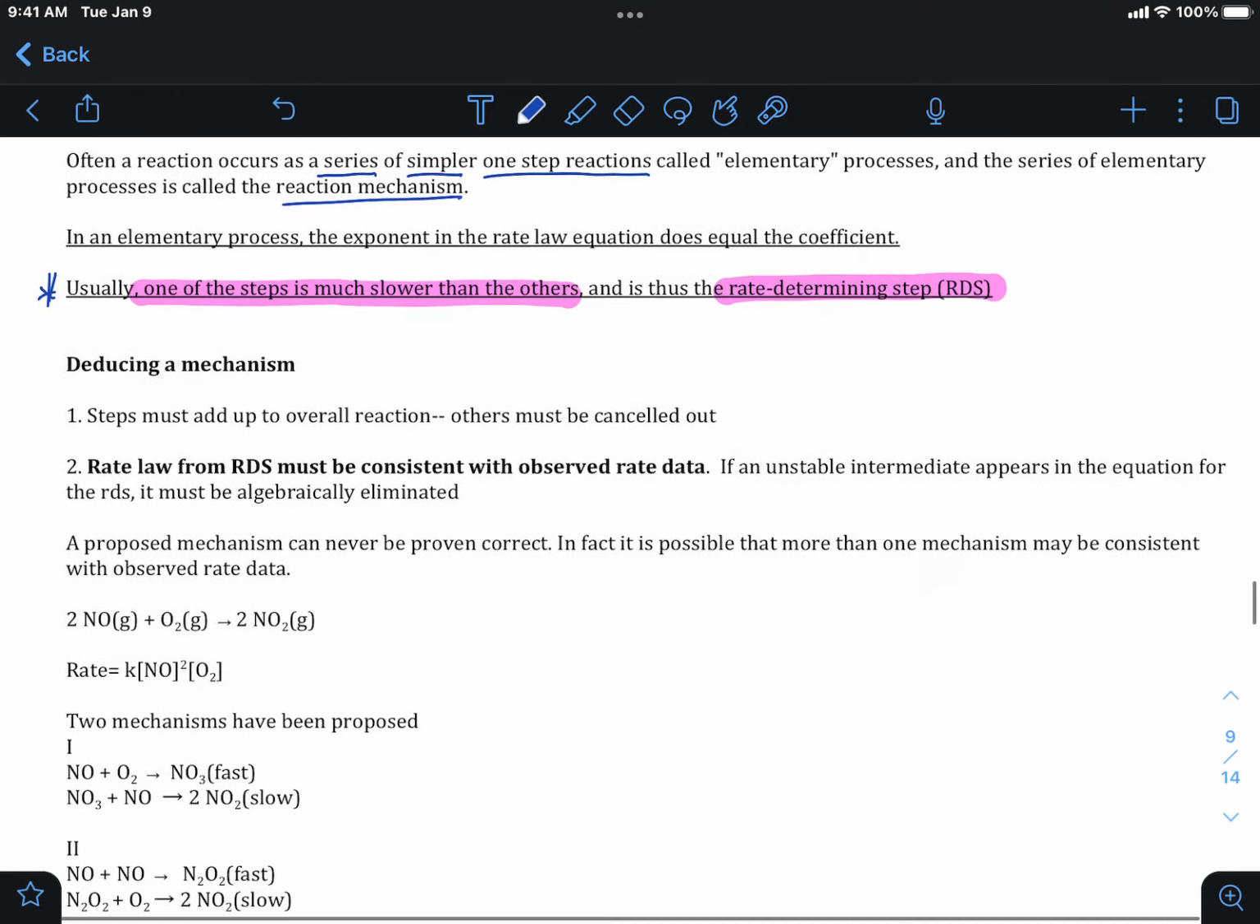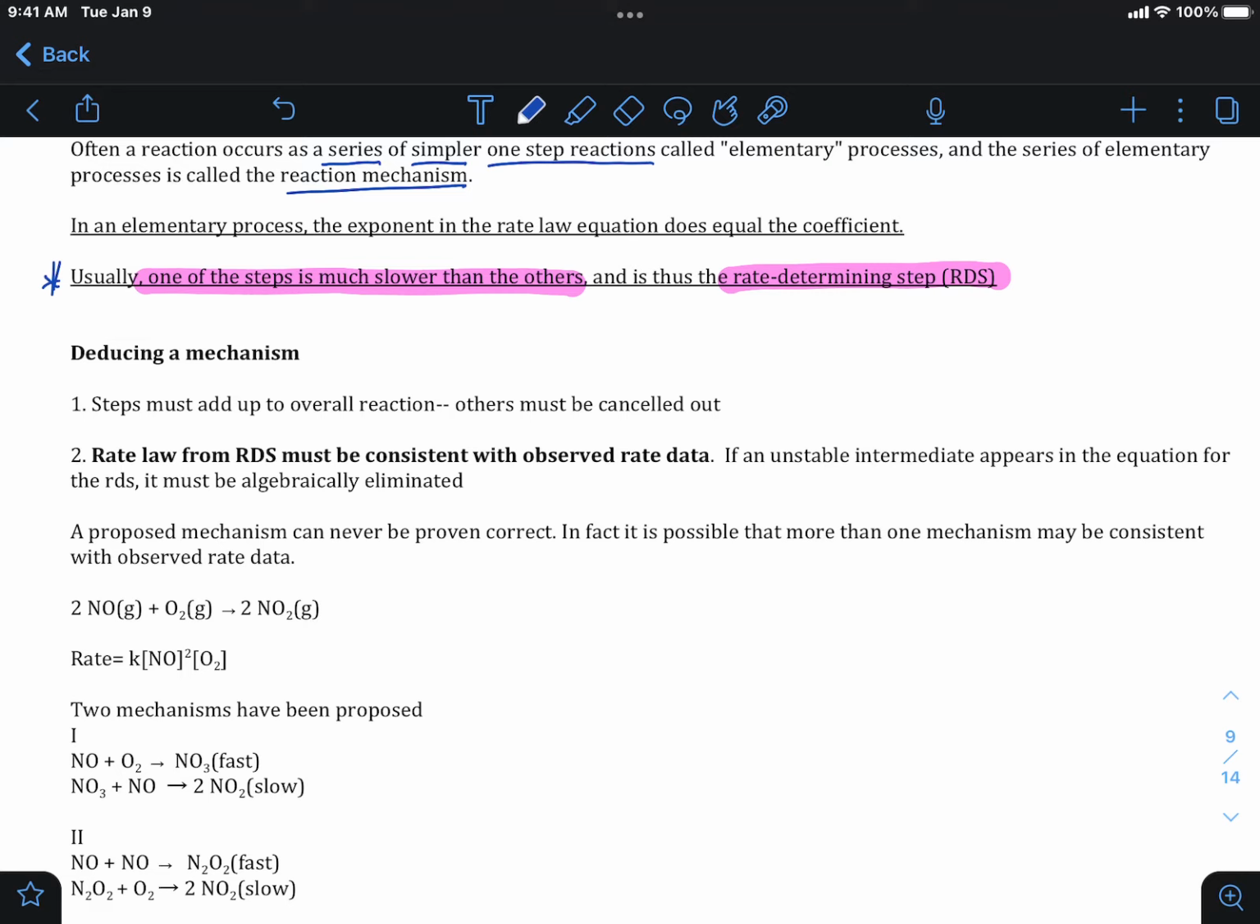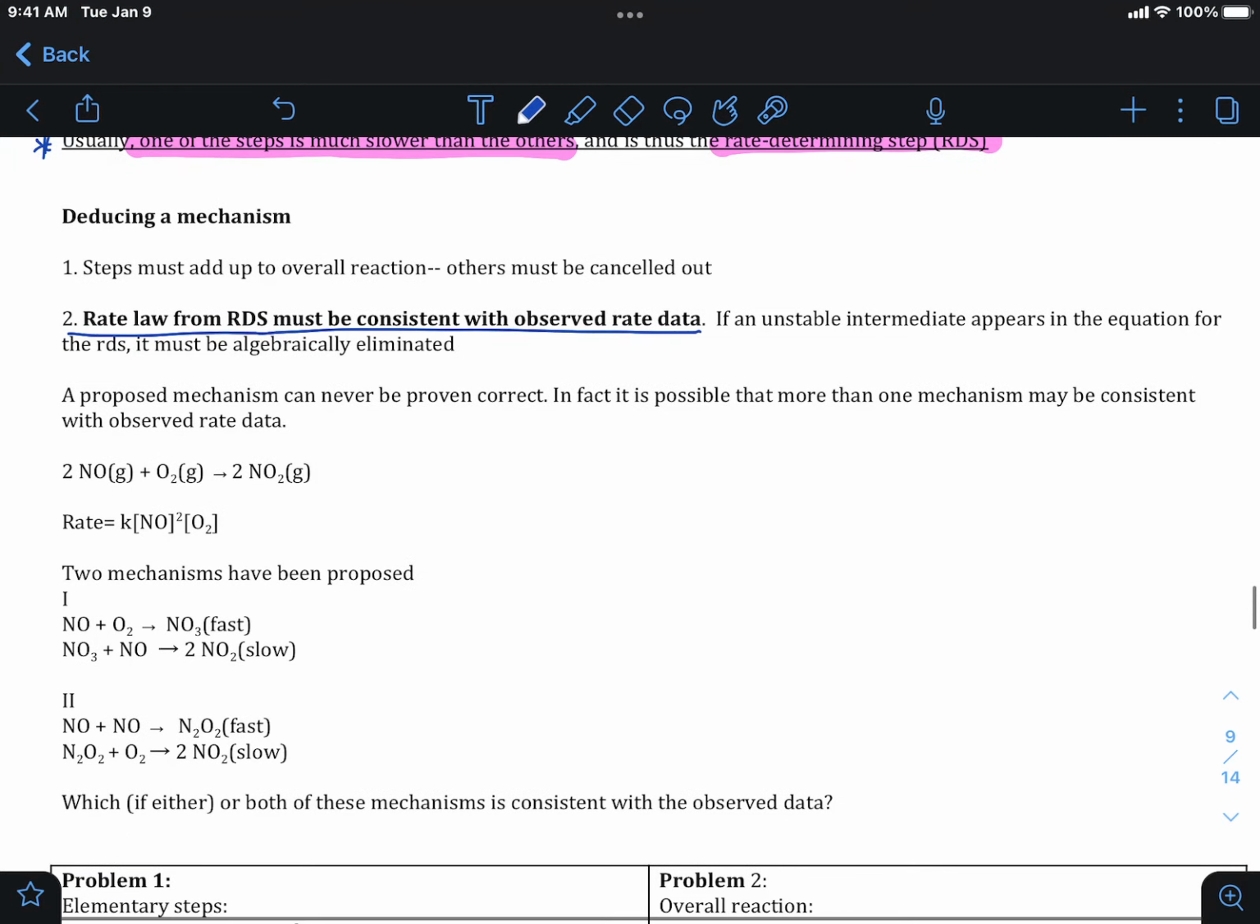So, a couple of rules about mechanisms. The steps must add up to the overall reaction, right? So there's algebraic addition and cancellation. The rate law from the rate determining step must be consistent with observed rate data. I'll get into that in a minute, okay? And a proposed mechanism can never be proven correct. We're going to come up with mechanisms, but you cannot prove that that's the right way. But you can disprove mechanisms if they don't mathematically equate to the data that you see. All right, so you can only disprove.